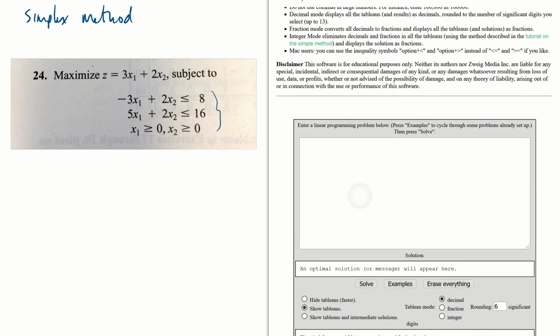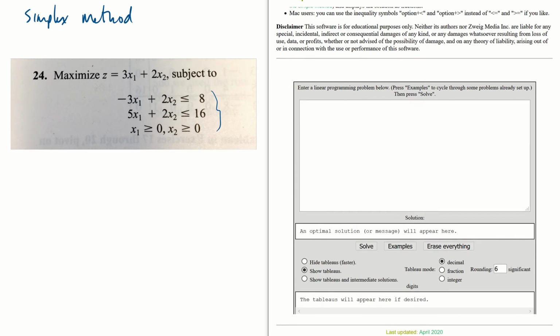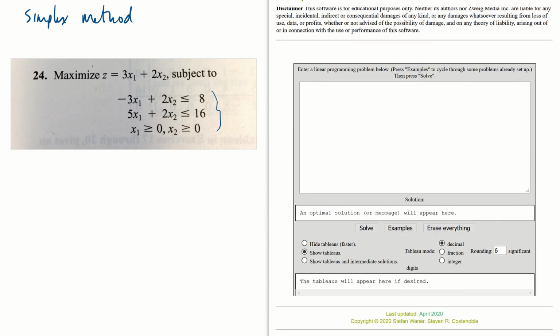This is the simplex tool that I gave you the link to. We just need to enter this into the left side; I can write on the left side, but not the right. I'm going to push examples and find one that looks close enough. I can edit and change it. I want to maximize z equals 3x1 plus 2x2, and that's it.